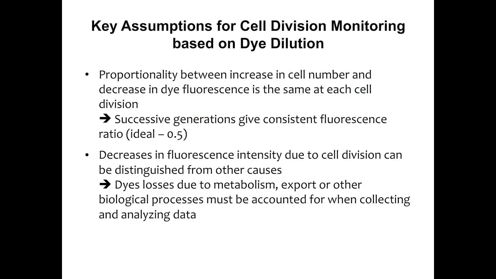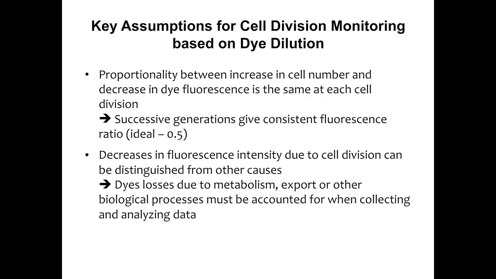So in this, there are some basic key assumptions that we basically take for granted, which as we go through this may or may not be true. The first idea is that the proportionality between an increase in cell number and a decrease in dye fluorescence is the same at each division. Essentially, the number of cells is going to double, and the fluorescence intensity is going to decrease by half with each consecutive generation.